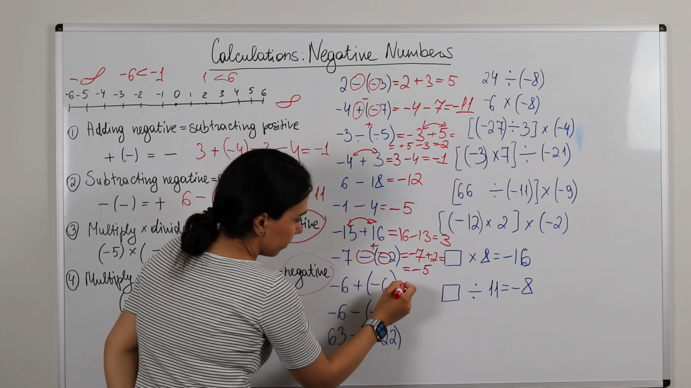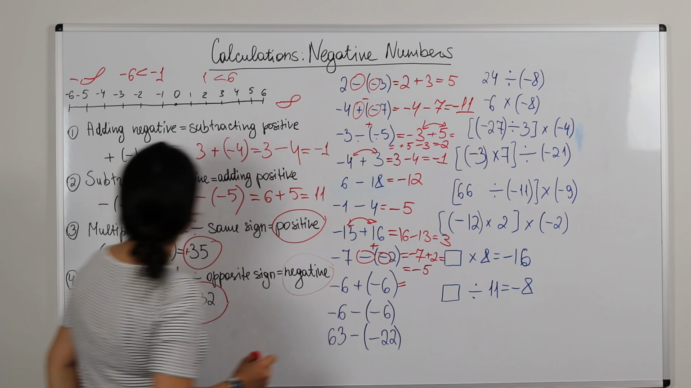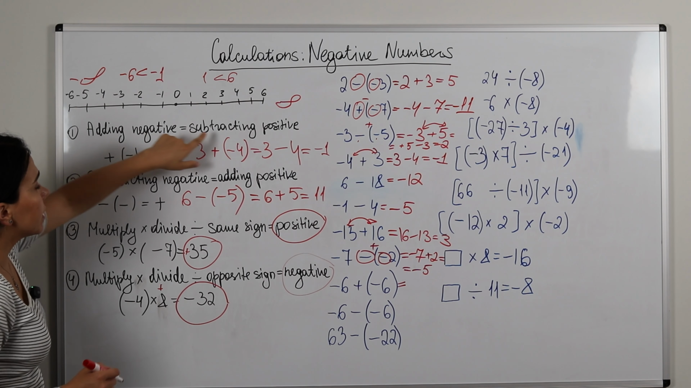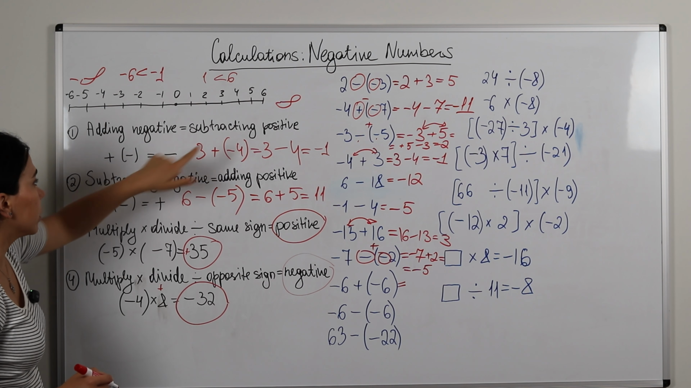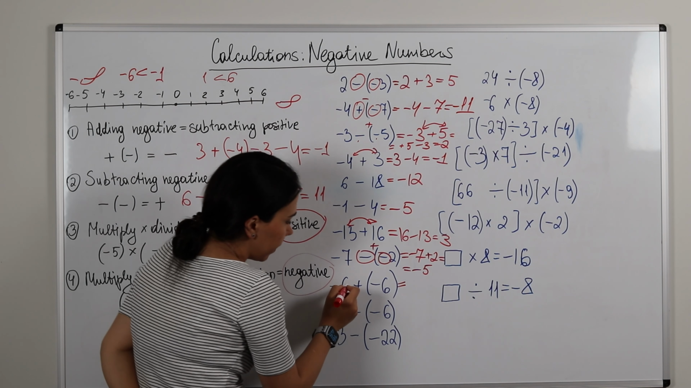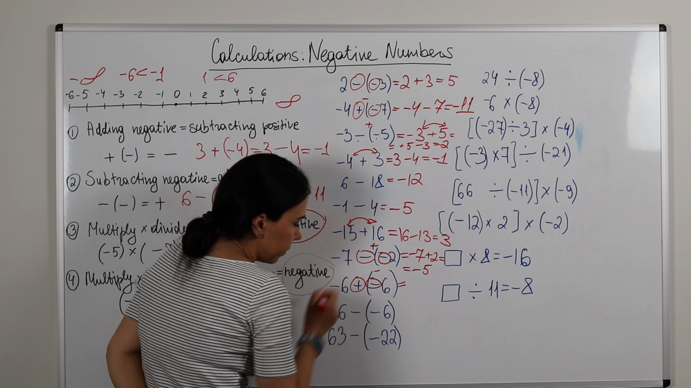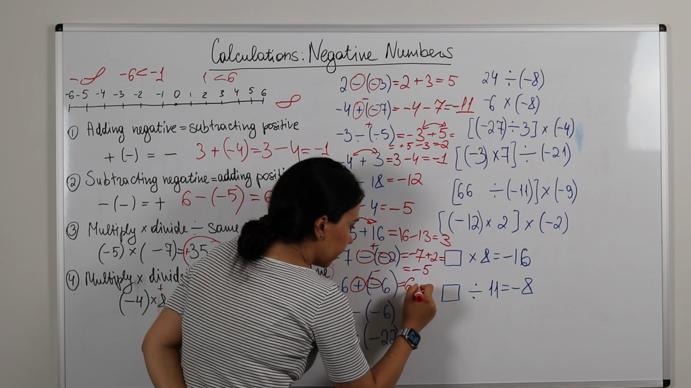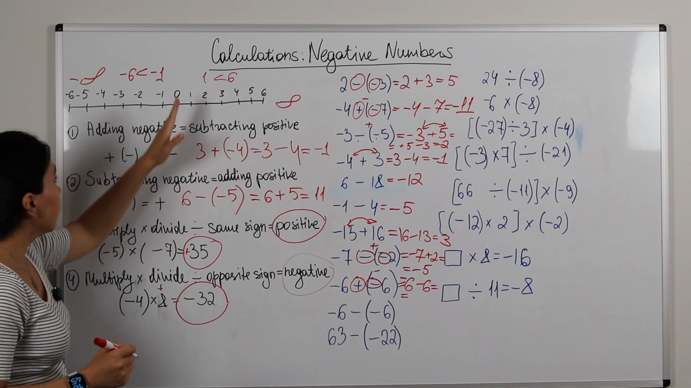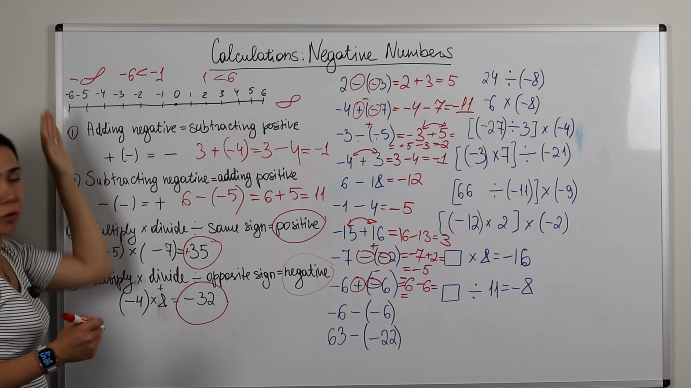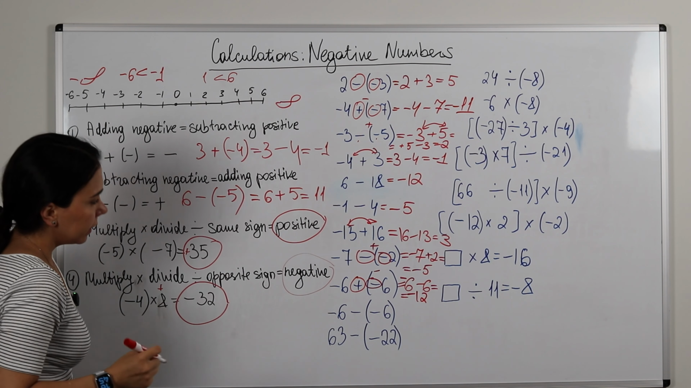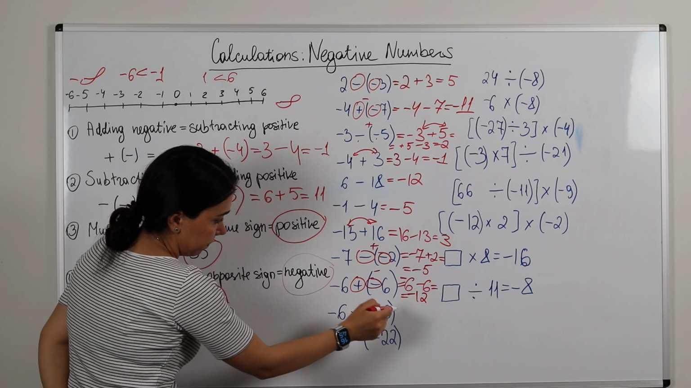Minus 6 plus minus 6. Here we are adding negative, which is similar to subtracting positive. Plus minus equals minus. That would be minus 6 minus 6. We are adding numbers in the negative continuum, which gives us minus 12. It's similar, but not the same.